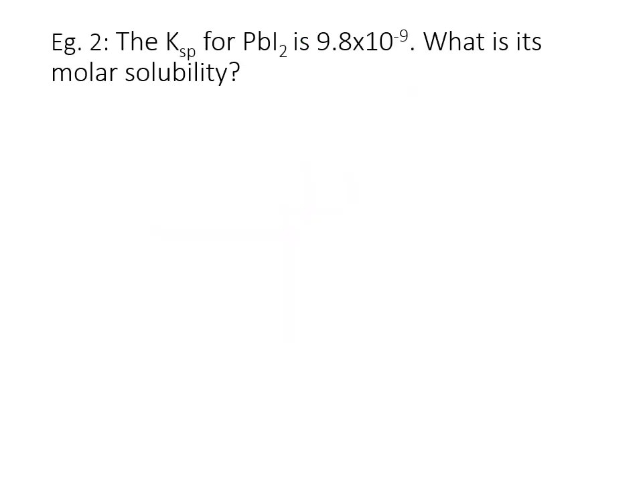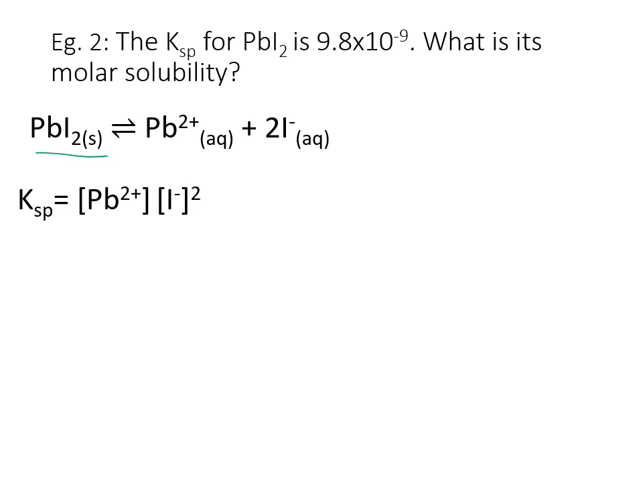All right, so let's try one where we're given the KSP and we look for the molar solubility. So this is lead 2 iodide, and it has a very low KSP, not very soluble. So start with the dissociation equation. Again, solid on the left, ions on the right. Write your equilibrium expression. Don't forget to factor in the 2, it becomes the exponent there. And we know that the KSP is 9.8 times 10 to the negative 9.